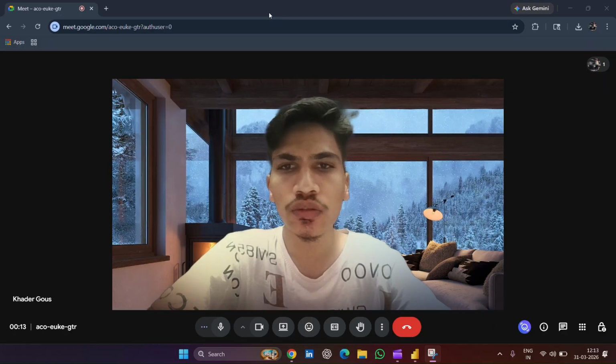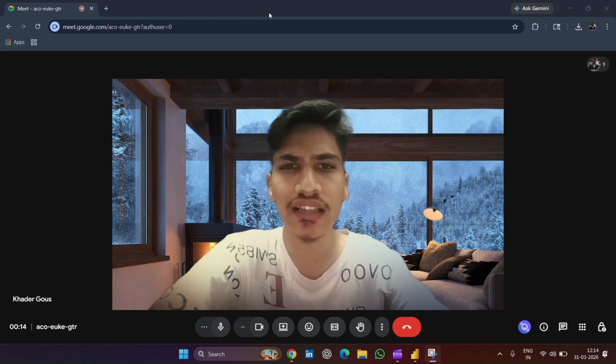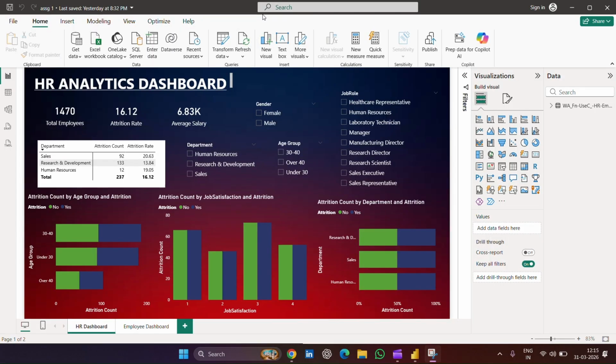I have used two dashboards, which mainly focus on multiple dimensions such as department, age group, job satisfaction, salary, and job roles, and also provide both summary-level insights and detailed employee-level analysis. So let's move on to the dashboards. This is my HR Analytics dashboard.